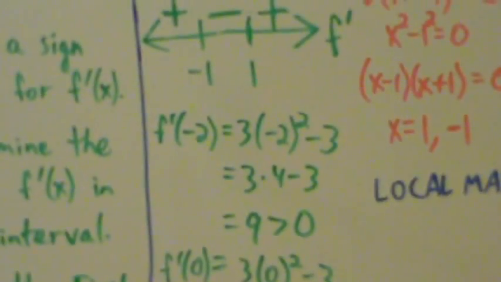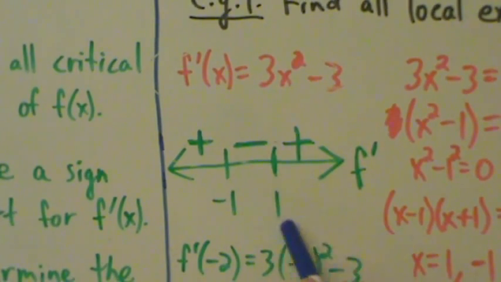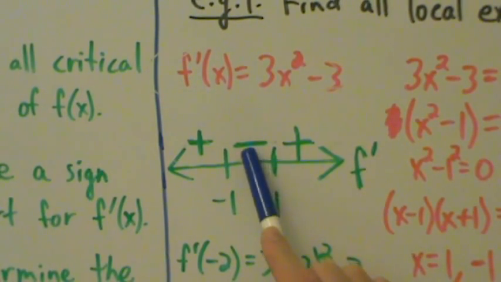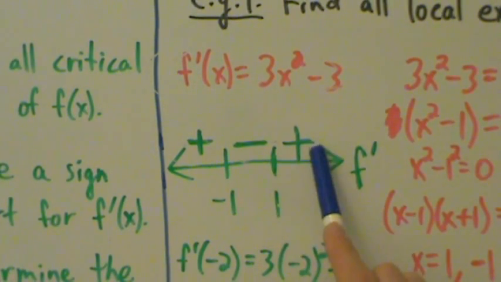Now we have to look at this other critical point. So now at this critical point, x equals 1, what happens? What happens just to the left? Just to the left, the derivative is negative. Just to the right of x equals 1, the derivative is positive.